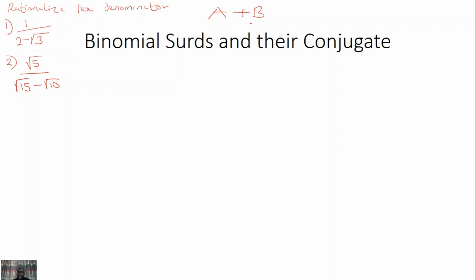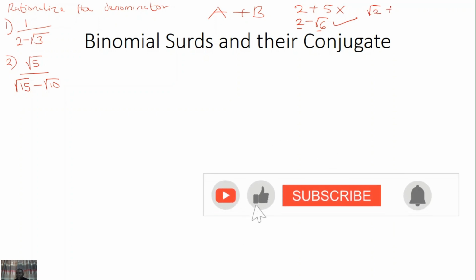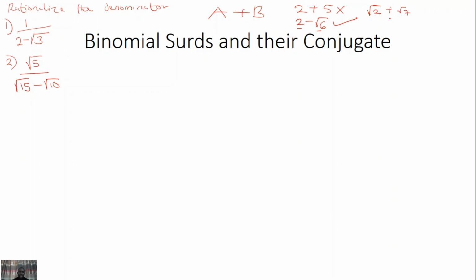For example, if you have 2 plus 5, this is not a surd and it is not a binomial surd because neither of the two is a surd. But if you have another expression 2 minus root 6, these are two terms in which at least one of them is a surd. So this is a binomial surd. Or you may also have the expression root 2 plus root 7. This is a binomial surd.